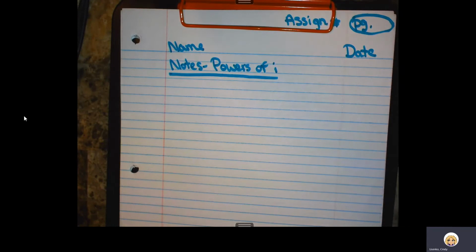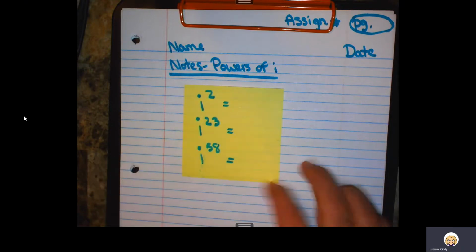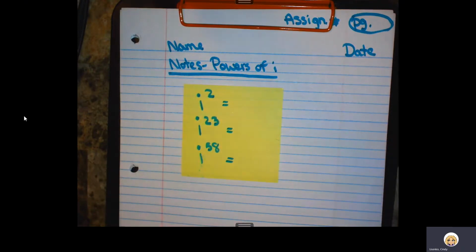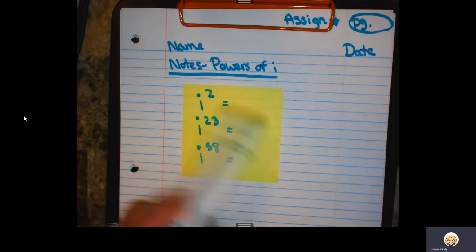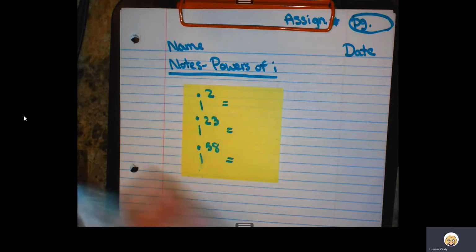In this lesson, we're going to learn about powers of i. What we're going to be doing is taking some examples that look like this and simplifying them. We're going to have our imaginary unit, our i, raised to a certain power, and it's going to equal one of four answers, which you will see by the middle of the notes.